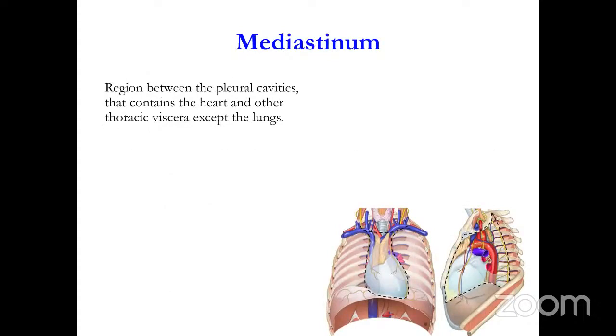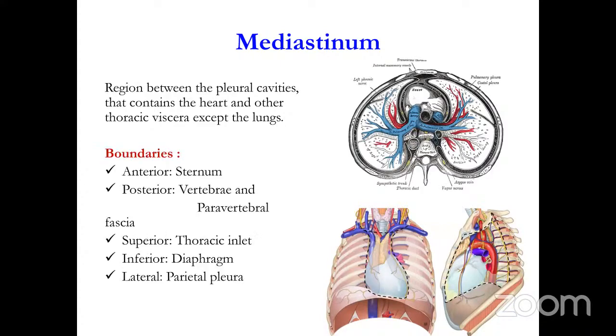This is a structure between the pleural cavities that contains the heart, cardiovascular organs, and other thoracic viscera, including the cardiovascular system, the lymph nodes, and other structures, except the lungs. If you see the boundaries of this mediastinal structure, anteriorly it is bounded by the sternum, posteriorly by the vertebra and paravertebral spaces. The superior aspect is usually labeled as the thoracic inlet, inferiorly it is the diaphragm, and laterally it is the reflection of the pleura, the mediastinal side of the parietal pleura.